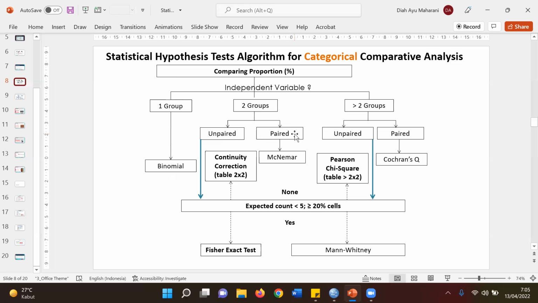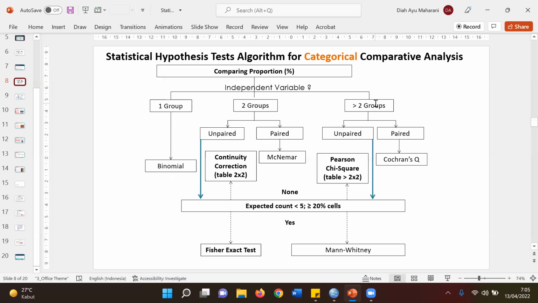A paired one is when you are measuring the same sample twice, such as looking at whether a person has dental caries or not at baseline, and then after 1 year the sample is measured again to see whether there is already dental caries. So it's the same measurement on the same sample.